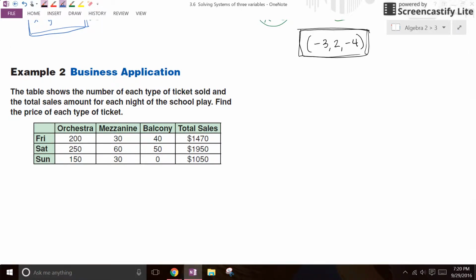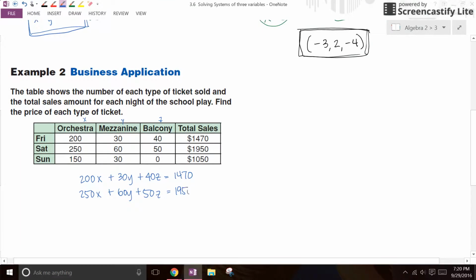So first we've got to make the equations. We want to know how many orchestra, how many mezzanine, and how many balcony. Those are my variables, and I can set up the equations really easily from this chart. 200x plus 30y plus 40z is equal to 1470. And I have 250x plus 60y plus 50z equals 1950. And 150x plus 30y equals 1050. And there are your x's, your y's, your z's.